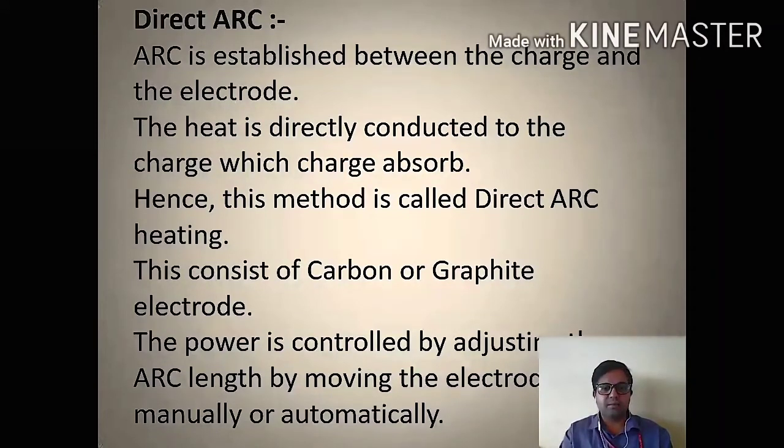The arc is established between the charge and the electrode. So, as we know, the heat is directly conducted to the charge, which the charge absorbs. Hence, this method is called direct arc heating. This consists of carbon or graphite electrodes, so the electrode may be of carbon or graphite material. So in this way the direct arc heating works.